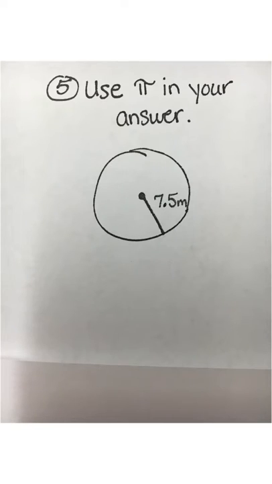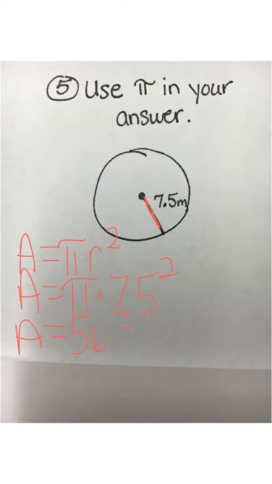For number 5, you're going to use pi in your answer. Your formula for area is pi times r squared. So when you plug it in, you will keep the pi times, and we have a radius here, so it's 7.5 squared. And your answer will be 56.25 pi meters squared.